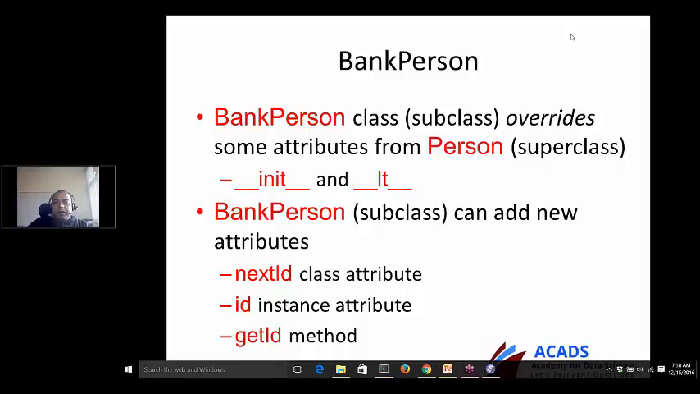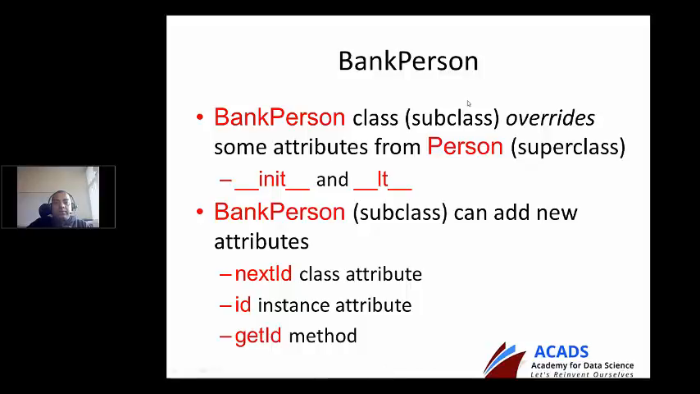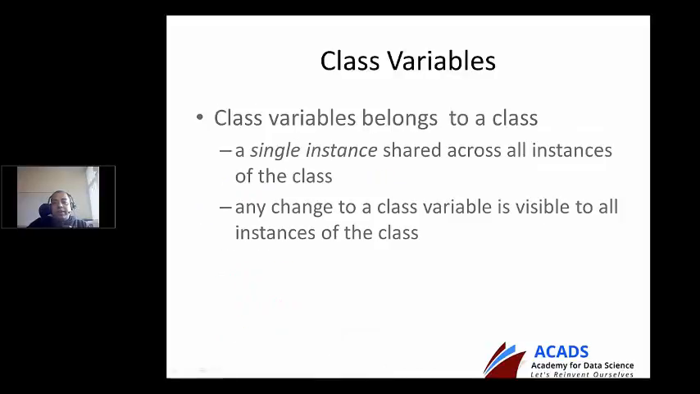But one thing is sure, that Python does not allow multiple inits, so you can have at most one underscore underscore init in your class. Okay. So a class variable like next ID belongs to a class.